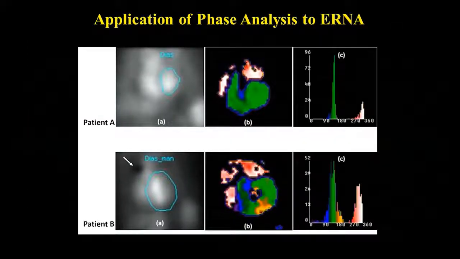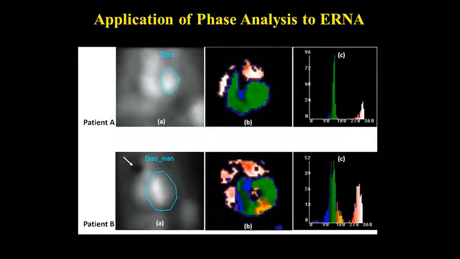Phase analysis can be applied to ERNA. Actually, it was first developed and noticed in ERNA many years ago in the 1970s. Phase analysis has been a usual output in your ERNA studies. For many years, we just didn't know what to do with it because we had no clinical application of that data. We just didn't know what it was representing, and even if we did know what it was representing, we just didn't know what to do with that information.